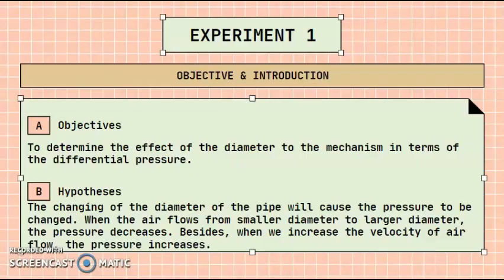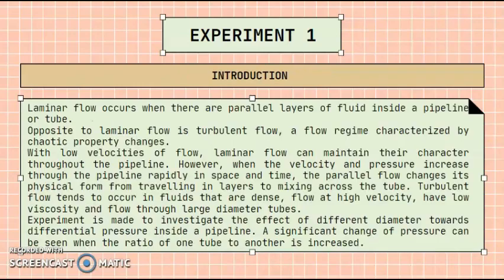Hi, my name is Teo Jingru and I will be explaining the experiment 1 for the BEP proposal. First of all, the objective of this experiment is to determine the effect of the diameter to the mechanism in terms of the differential pressure. The hypothesis of this experiment 1 is that changing the diameter of the pipe will cause the pressure to change. When the air flows from a smaller diameter to a larger diameter, the pressure decreases. Besides, when we increase the velocity of airflow, the pressure increases.